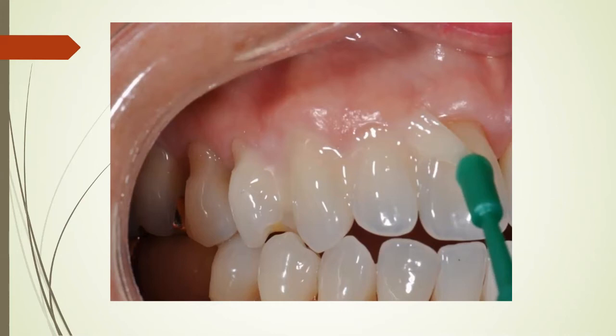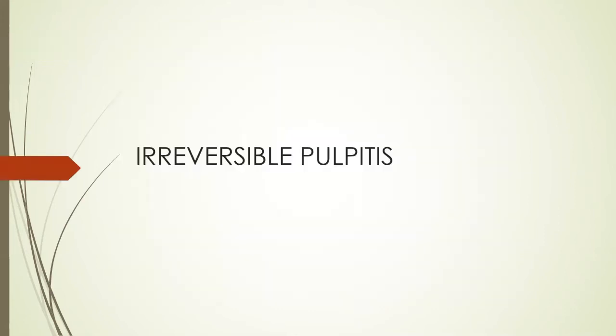So such a tooth should be tested from time to time for vitality, and if there is severe pulpal necrosis with time, if the patient doesn't give any response on vitality testing, it means the pulp has gone towards necrosis. Depending upon that, our treatment plan will change. Now, what is irreversible pulpitis? Based on our subjective and objective findings, when the inflammation of the pulp cannot be reversed, such a condition is called irreversible pulpitis. Irreversible pulpitis has various presentations.